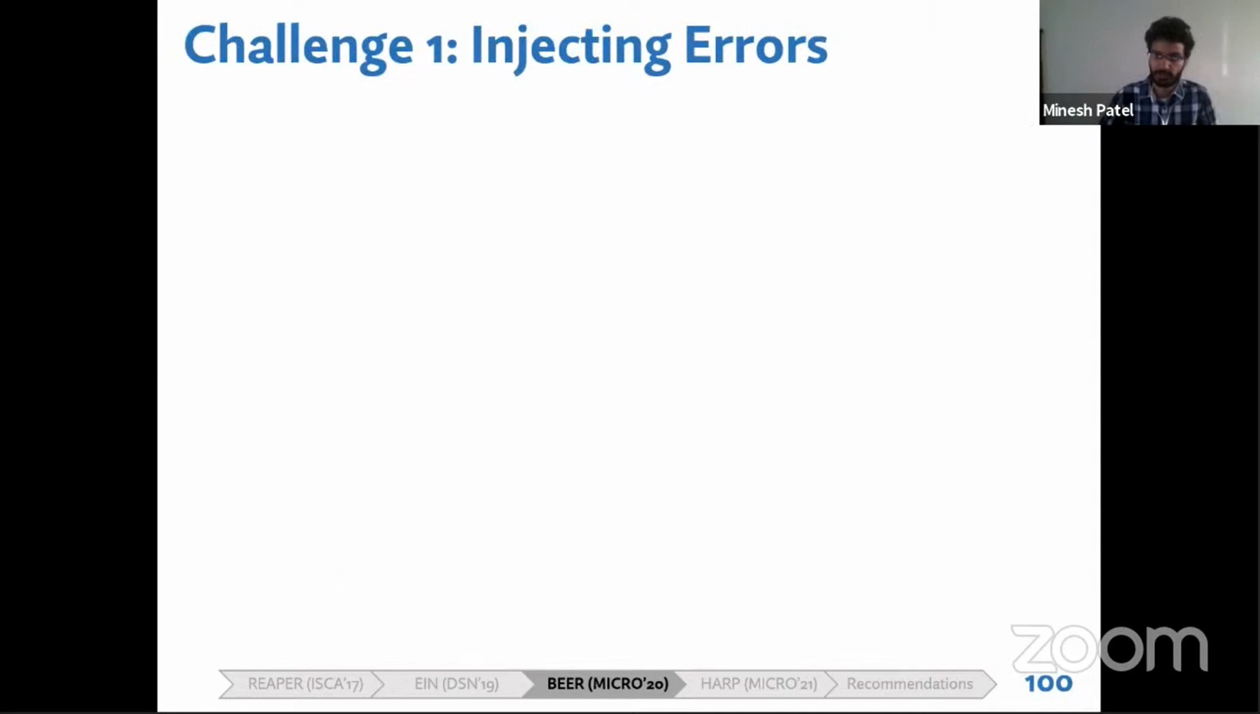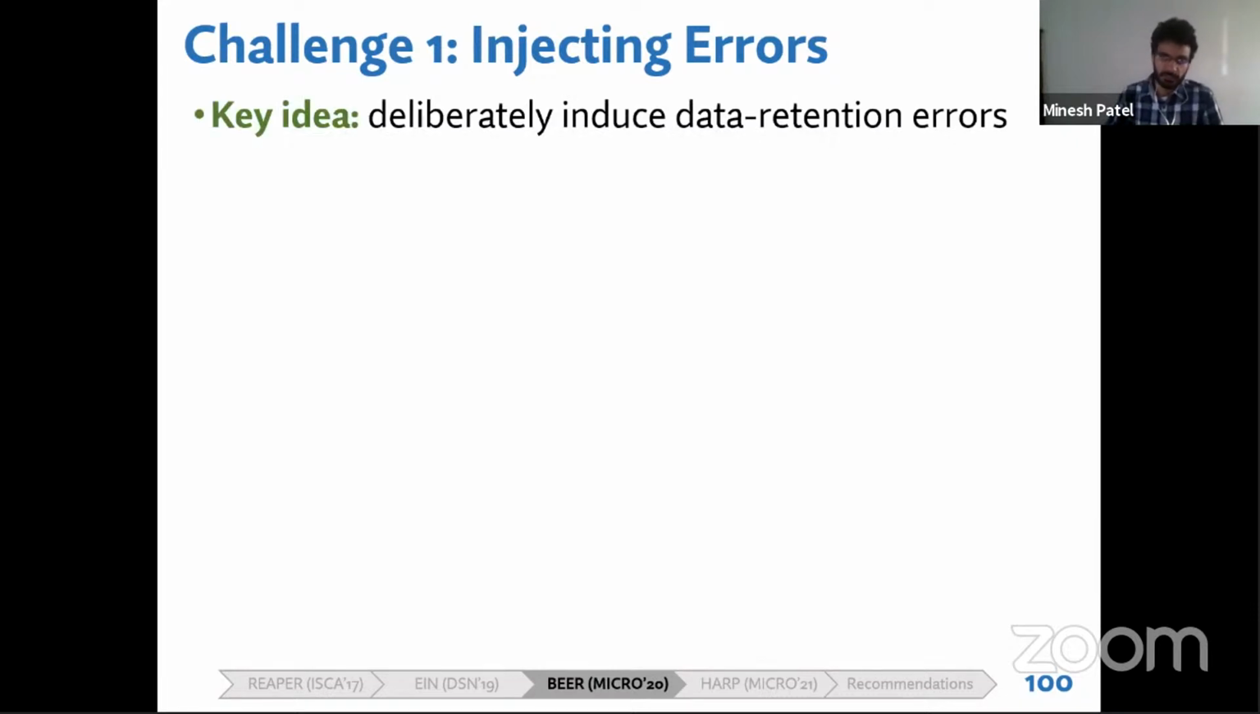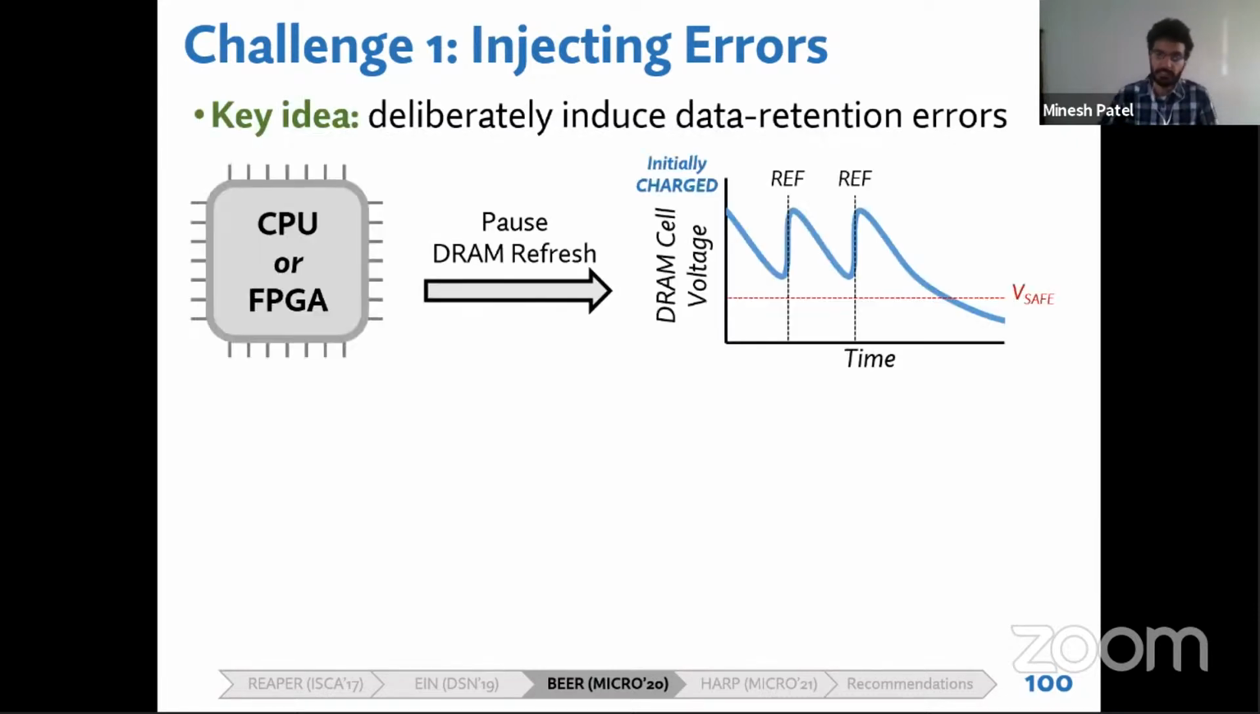The first challenge that we need to overcome is injecting errors in specific positions, and we achieve this by deliberately inducing data retention errors. We saw data retention errors before, and they're relatively easy to induce by simply pausing DRAM refresh operations. Once refresh operations no longer occur, data retention errors can occur, right? One important property that we note is that a cell that starts out initially charged, shown as the blue curve in the figure on the right, will eventually fail down to the cell voltage of 0 once the data retention error occurs.